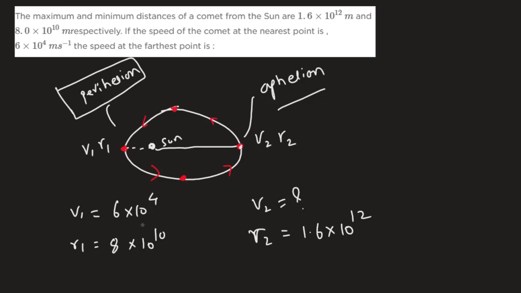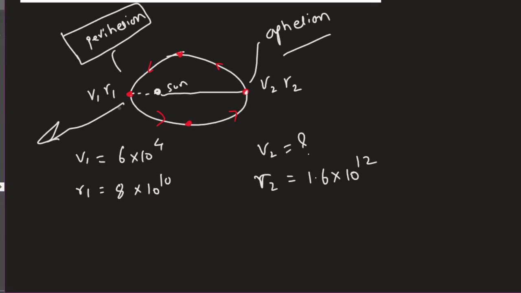So in such a type of systems, what happens is that angular momentum is conserved. So if, let's say, at this point at perihelion the velocity is v1 and the distance between that comet and the sun is r1, then v1 into r1 is equal to, let us say, at aphelion point the velocity is v2 and distance between that comet and the sun is say r2, then that product v2 into r2 will be equal to v1 into r1. So you should know this particular formula to solve this problem. The angular momentum of the comet is conserved.